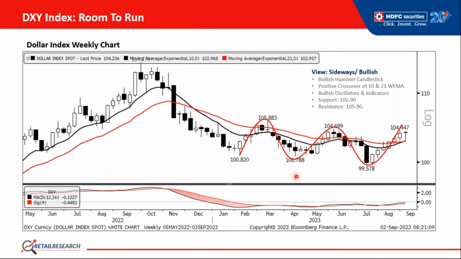102.90 remains on the support side and 105.90 is the resistance. As discussed earlier also, September is the month of risk aversion, and that indirectly indicates that safe-haven buying can be seen, and that can be reflected in the dollar index. That's the reason we still believe and expect the rally to continue.